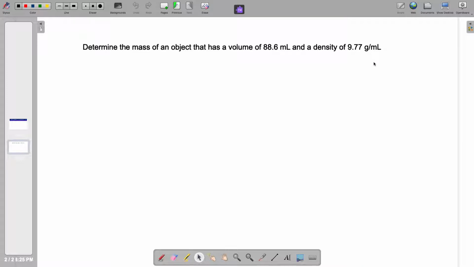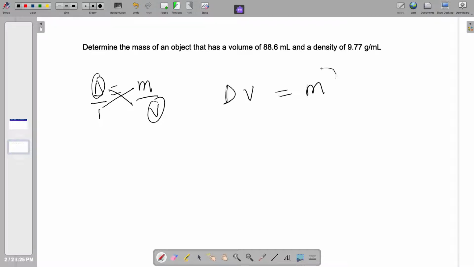Okay, so how do we start? The first thing is to recall your density formula. We know density equals mass over volume. Density is the numerator, and we have 1 over here. We want to isolate mass because our density is known and our volume also is known. So we cross multiply to isolate our mass. D times V will give us dV, and then 1 times m will give us m. So you see, our mass is isolated.